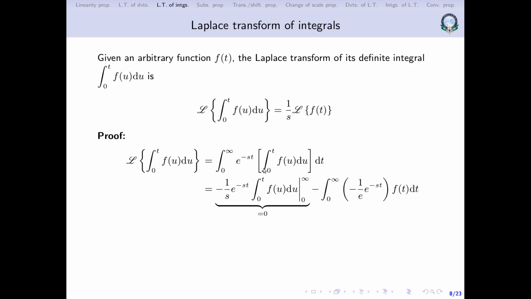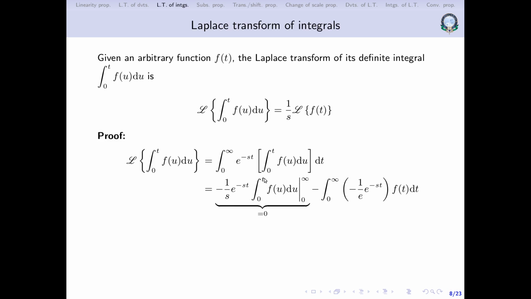So the first term is going to become 0. How will the first term become 0? Because when you put the upper limit here, we get 1 by e to the power st, so 1 by e to the power infinity, which is 1 by infinity, and that is going to give us 0. So this factor is going to make this entire term 0 when you put the upper limit. And when you put the lower limit, that is 0, look at the limits of the integration.